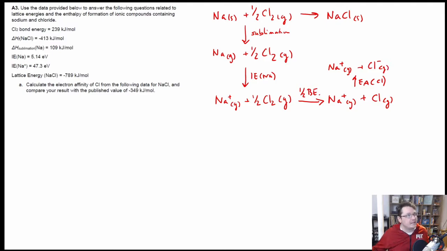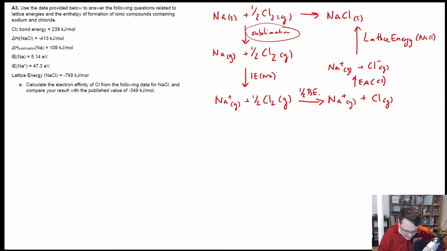And then the final step is that everything has to combine together to form the ionic lattice, which gives us the solid sodium chloride. So this right here is going to be the lattice energy for sodium chloride, right? So, looking at the values that we have, we have the value of sublimation for the sodium.